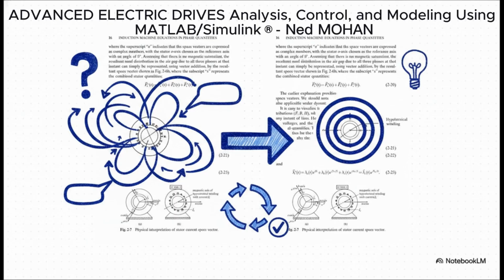Now look at the right. That's a conceptual model. It's just one single hypothetical winding. And here is the absolute key. We can define the current flowing through that one winding, and we can define its physical orientation so that it produces the exact same magnetic field as the three real windings on the left.